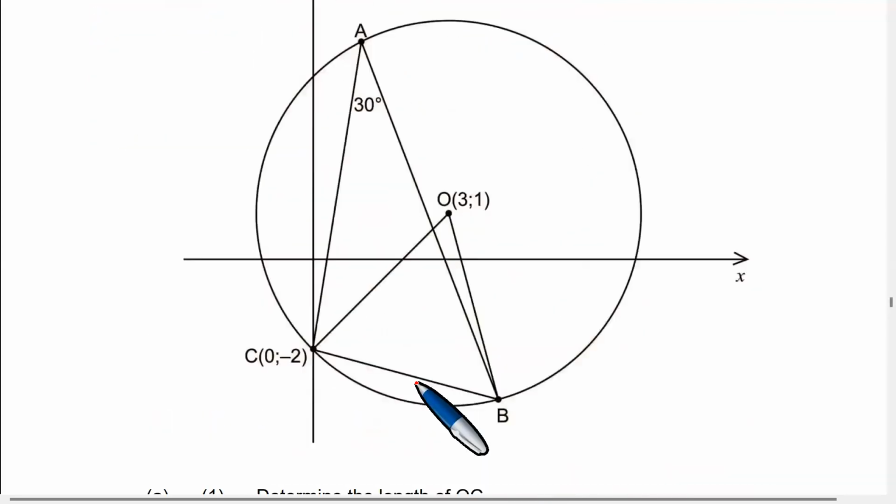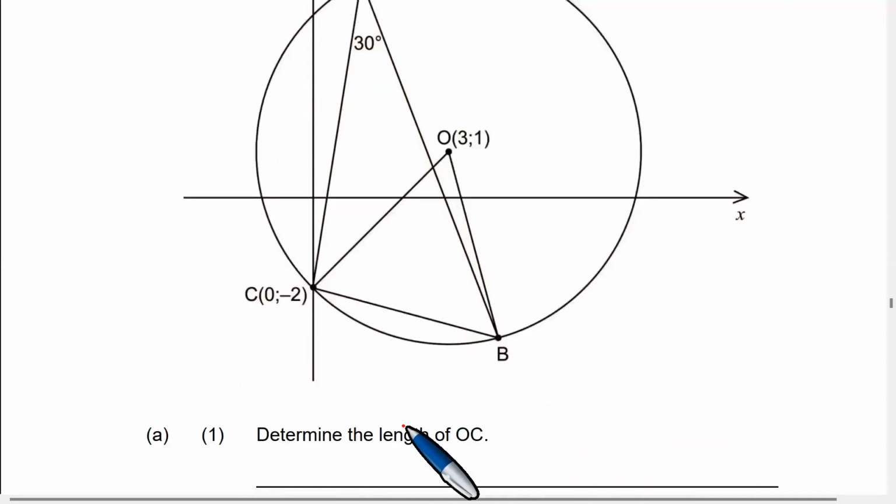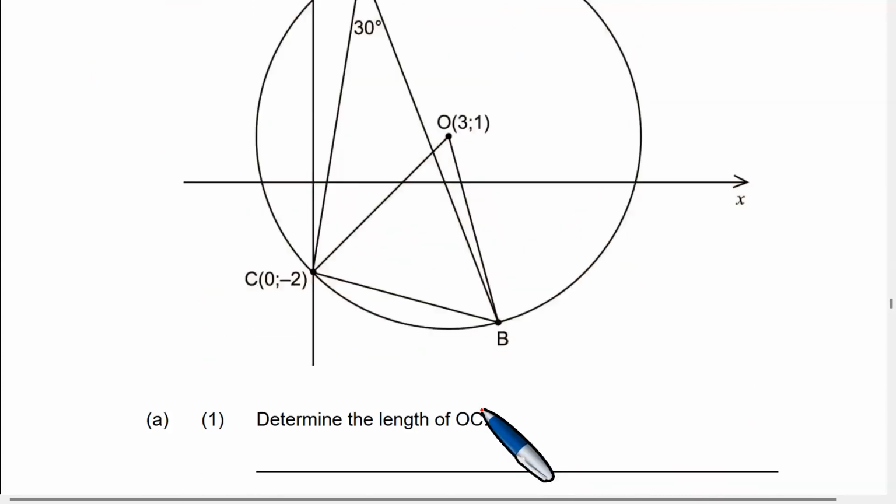Determine the length of OC. What is the length of OC? Obvious. So it's just 3. 2 marks. What do you think it is? You might say 3. All right. That's the distance formula, right?